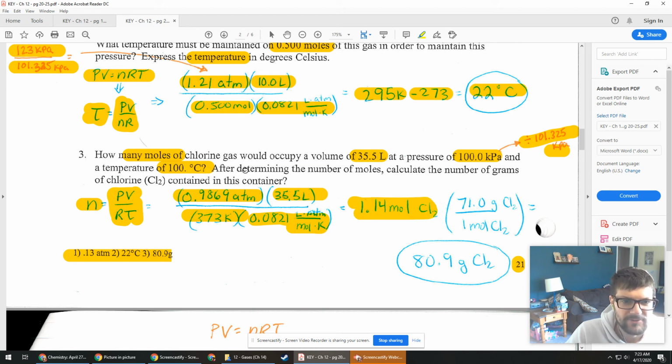However, it says after determining the number of moles, calculate the number of grams. So now I'm going to multiply by the molar mass, 71 grams per mole for chlorine. I just used that molar mass, which we haven't used much in this chapter, so you might have to go freshen up on that. And that spits out how many grams. If there's 71 grams in a mole and I've got a little over a mole, I'm going to have a little over 70 grams. All right, that's it for pages 20 and 21.